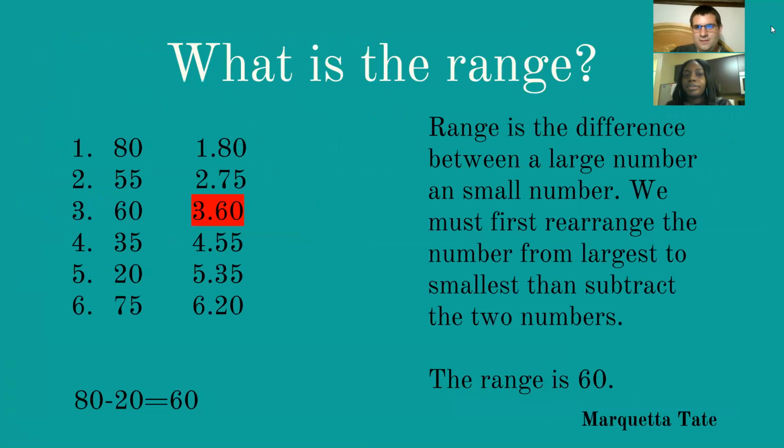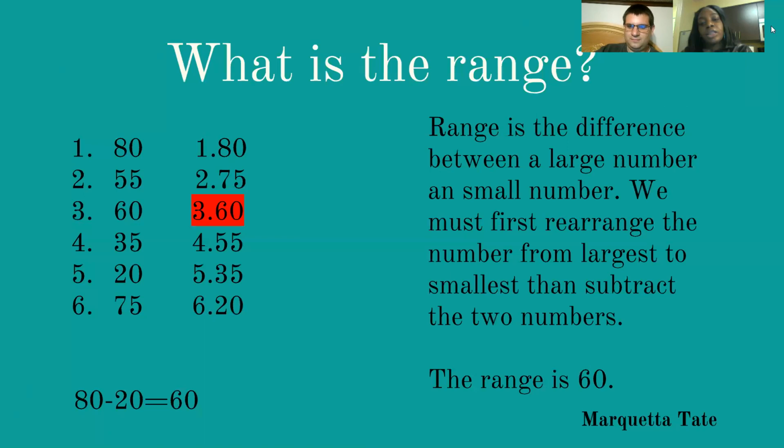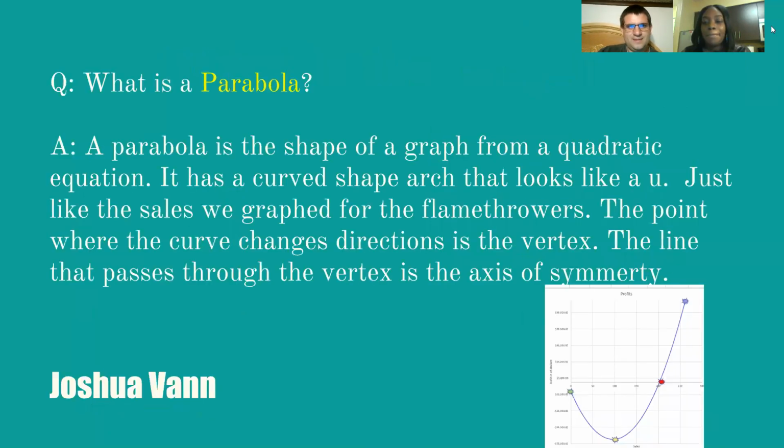Okay, great answer. What is the range? The range is the difference between a large number and a small number. We must first rearrange the numbers from largest to smallest, then we'll subtract the numbers. As you can see, I have another example. Here I've said 80 and 20, and I've got 60. All right, thank you.